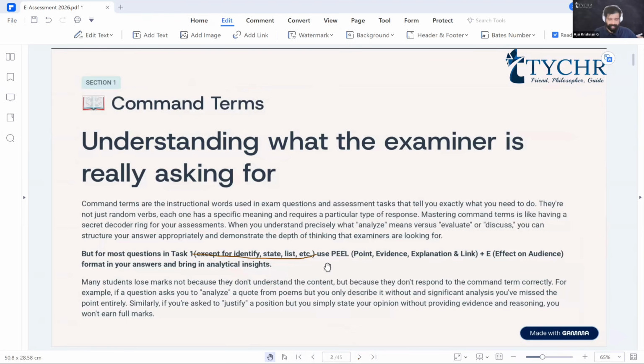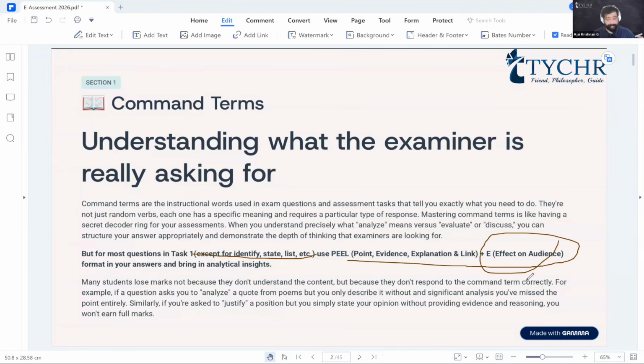That's a very simple definition of it, especially for the 3-mark questions. So the 2-mark questions might be asking you to state or identify things like that. That's okay. There you can simply state something or identify something. But for other command terms, please use the typical PEEL format. Point, evidence, explanation, link. That is the way to go. Plus the E also, the effect on the audience, which will come.